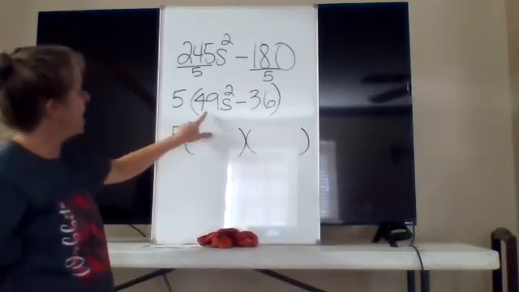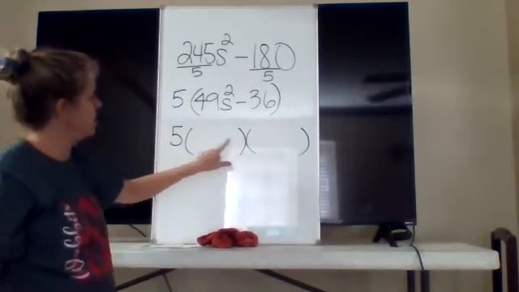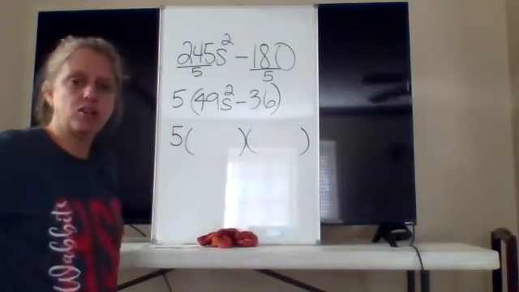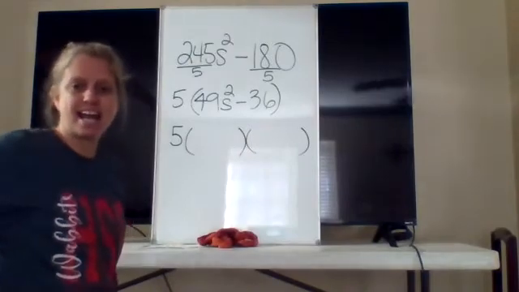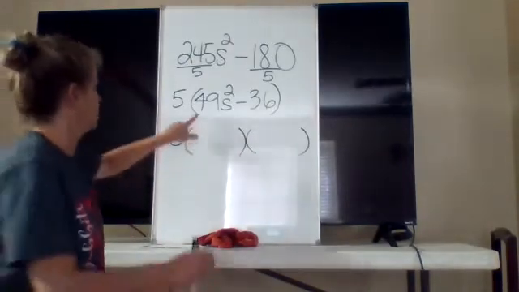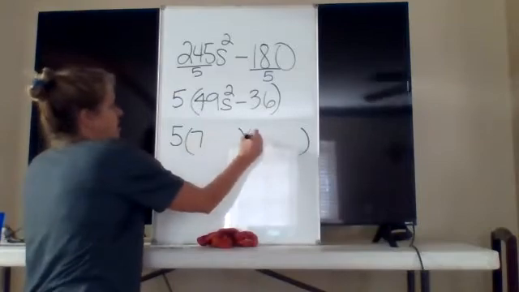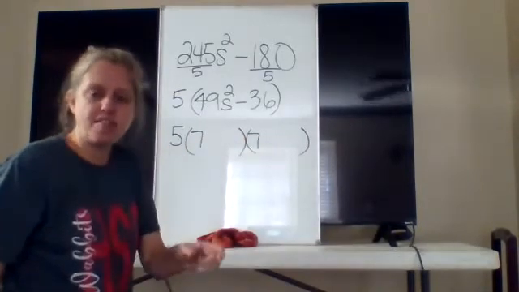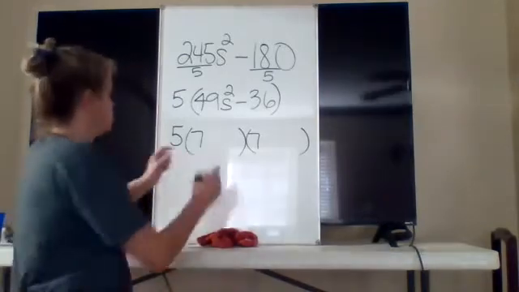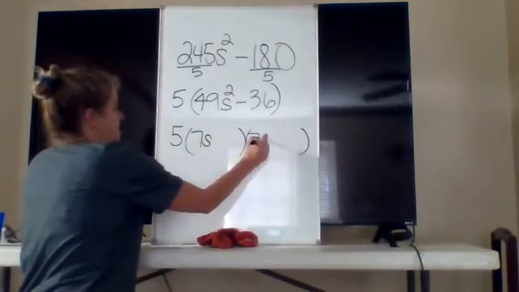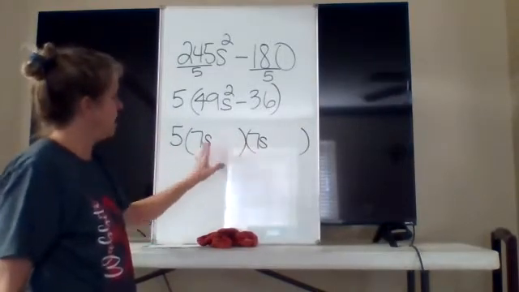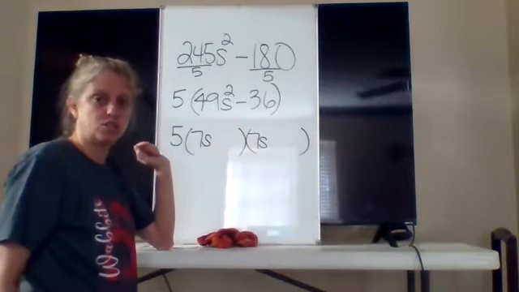In my parentheses, what's the same thing that can go here and here? And if I multiply it together, it'll give me 49s squared. Let's see, I need a 7 and a 7 to get the 49. What do these 7s need on them to get s squared? They need s and s, right? 7s times 7s will give you 49s squared.